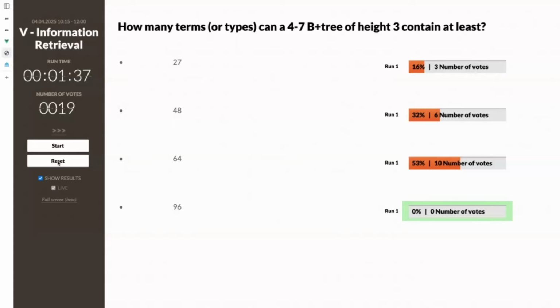Then the next layer, since it's no longer the root, needs to have, again, at least 4 children every time.